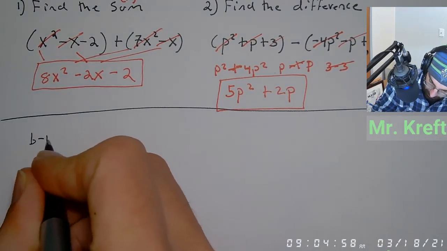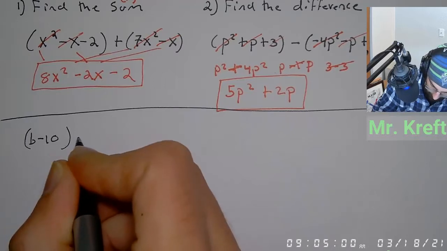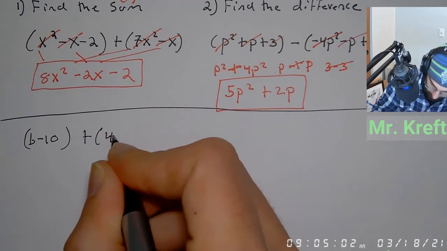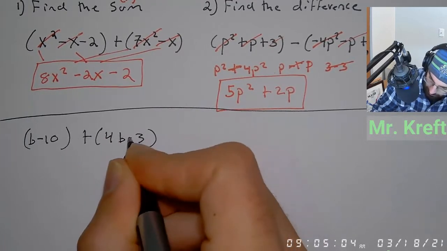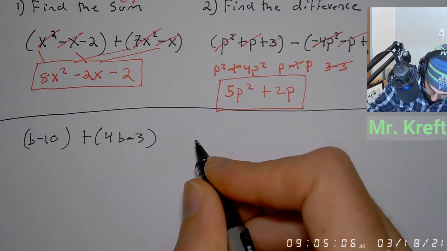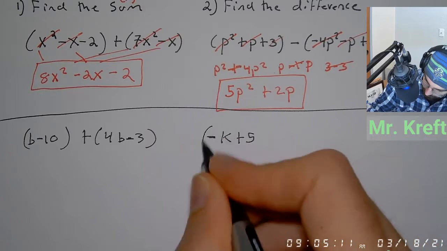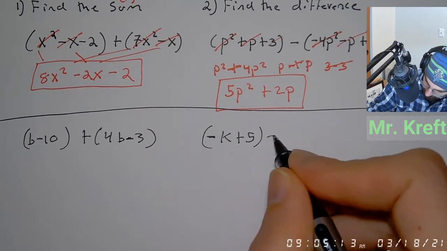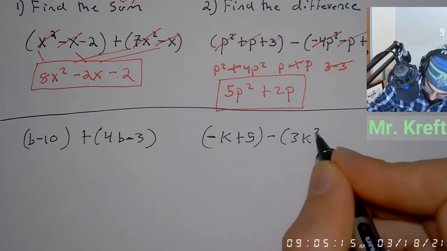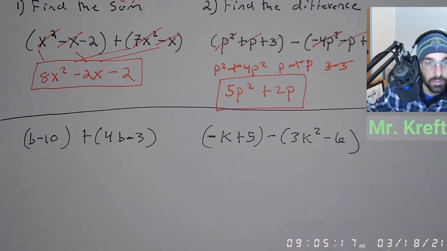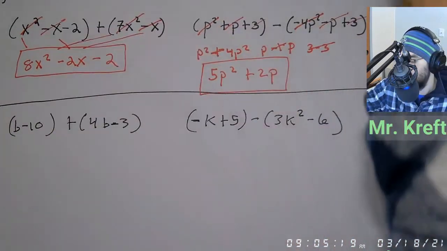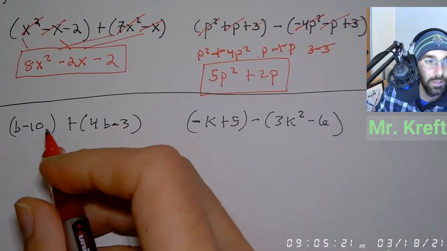So let's do b minus 10 plus 4b minus 3. And let's do negative k plus 5 and then minus 3k squared minus 6. Okay, so we'll do one of both.